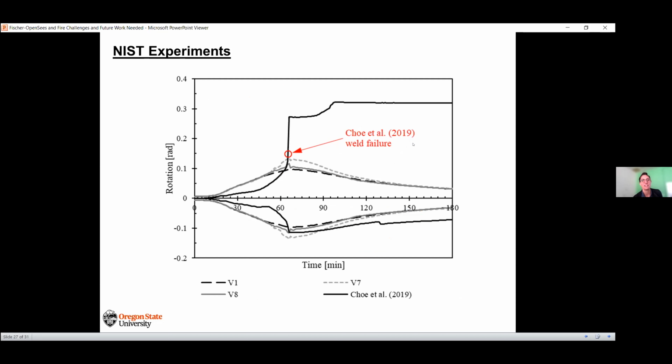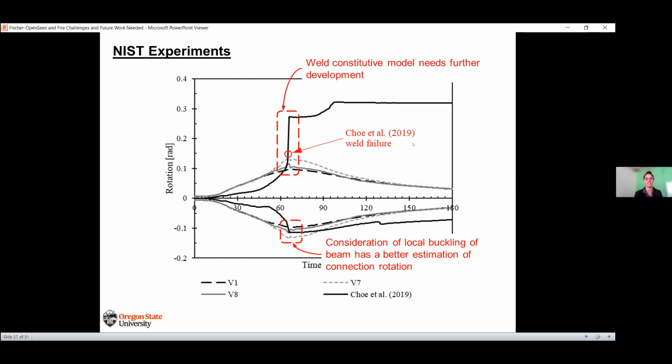So the connection actually fractured; there was weld fracture in the connection. So if we focus on the bottom where there is no fracture first, again, black line is the experimental data. We're able to actually hit that maximum connection rotation when we do actually consider estimating local buckling of the bottom flange rather than just allowing infinite stiffness of that bottom flange.